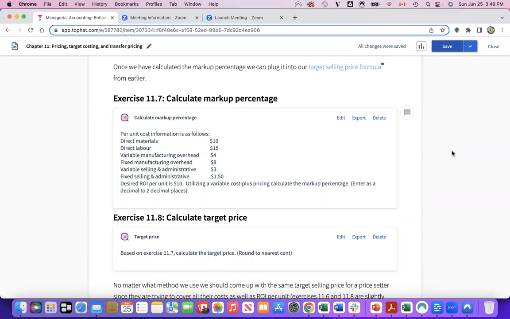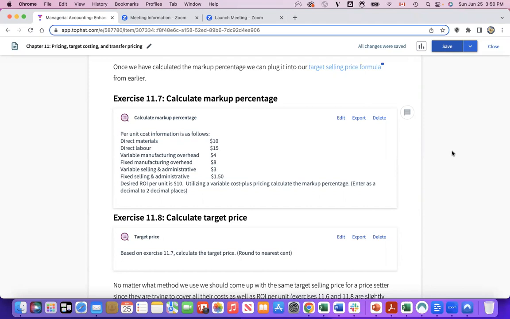Direct material is still $10 per unit. Direct labor is still $15 per unit. Variable manufacturing overhead is $4 a unit. Fixed manufacturing overhead is $8 per unit. Variable selling and administrative expense is $3 per unit. And fixed selling and administrative expense is $1.50 per unit. Desired ROI per unit is $10.